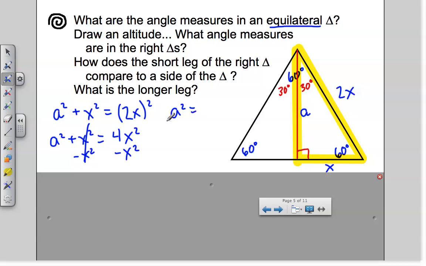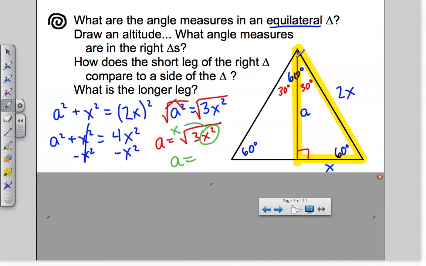So I have a squared equals 4x squared minus 1x squared would be 3x squared. And I'm almost there, because I just take the square root, because it was squared, to get a alone. It looks like a is equal to the square root of 3x squared. And just like before, I can take the square root of any parts, and I notice, well, I don't know the square root of 3, but I do know the square root of x squared. The square root of x squared is x. Therefore, it looks like that side a, which is the height of the original equilateral, which is the long leg of this 30, 60, 90, is an x outside times the square root of 3.